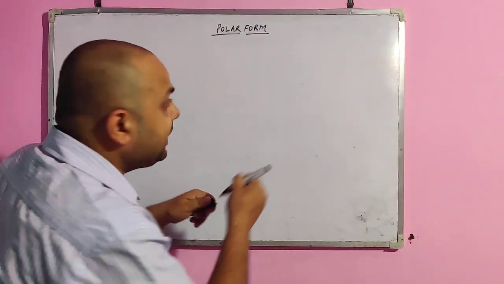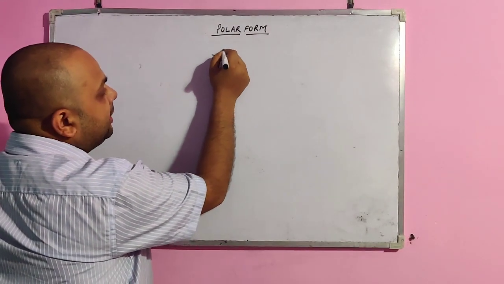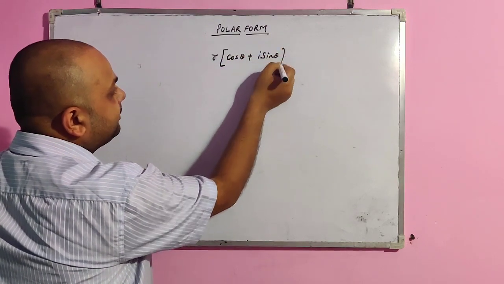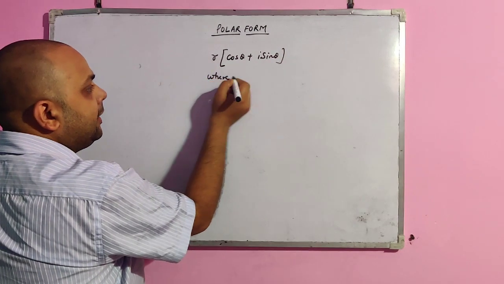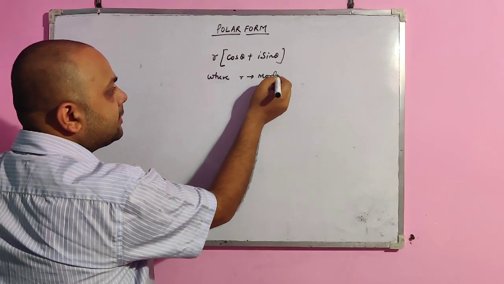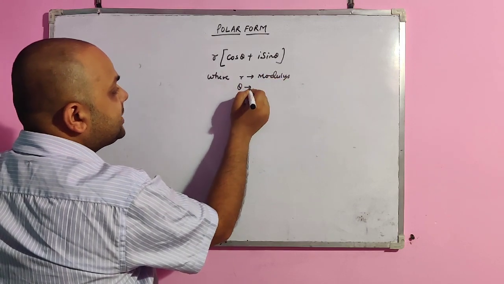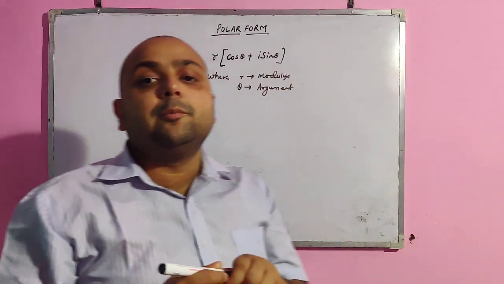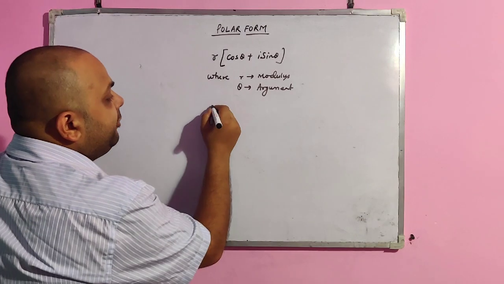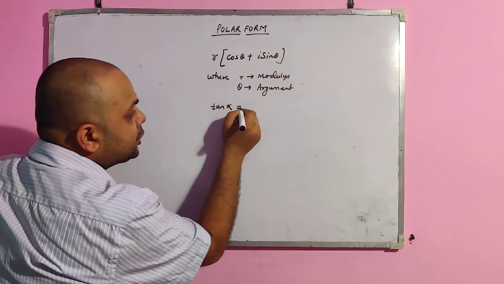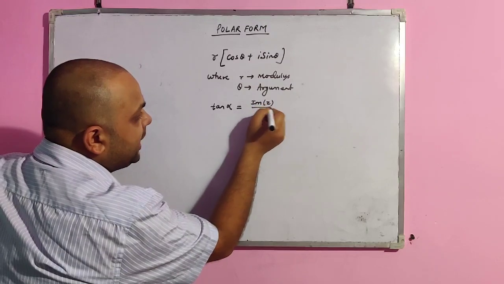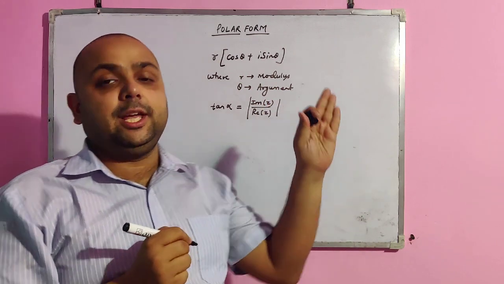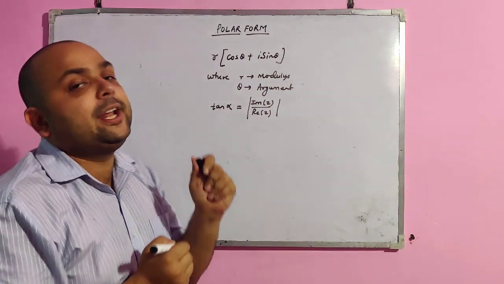Now the polar form of a complex number can be written as r (cos theta plus i sin theta), where r is the modulus and theta is the argument. Now to calculate this theta we have some rules. First of all we have to calculate tan alpha, which is the slope: the modulus of the imaginary part of z upon the real part of z. The modulus value of imaginary upon real gives us the value of tan alpha.